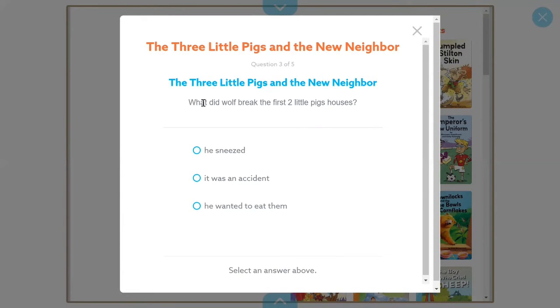This one should say why. Why did Wolf break into the first 2 little pigs' houses? He sneezed. It was an accident. Or he wanted to eat them. Good, it was an accident, right? He didn't mean to break in.